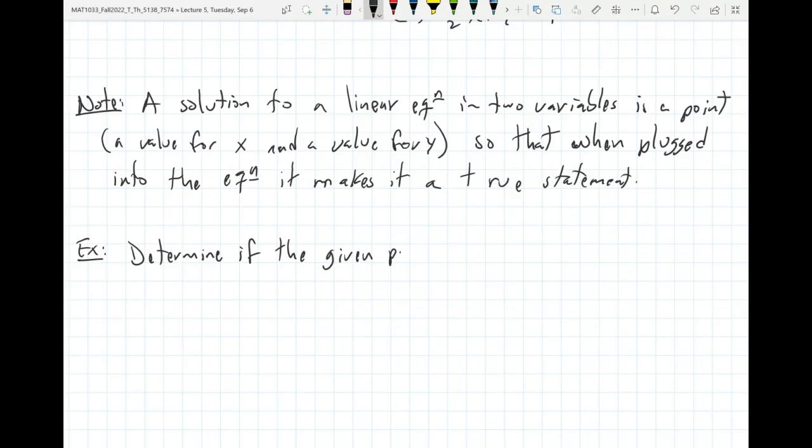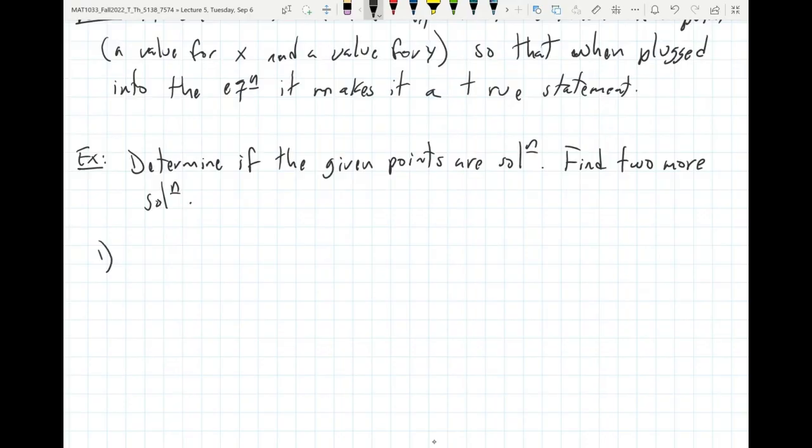So determine if the given points are solutions, and then find 2 more solutions. And then let's see. The first equation that we have above is 2x plus 5y equals 9. Let's look at the point A, it's going to be (2, 1), and then the point B is going to be (-1/2, 2).